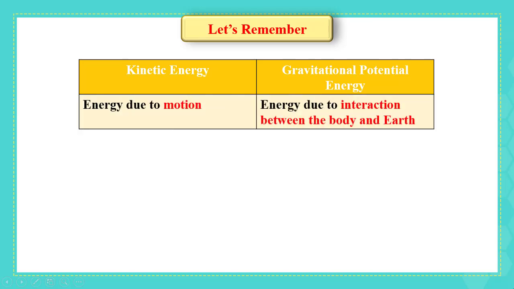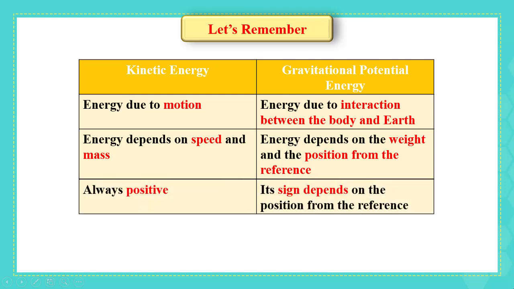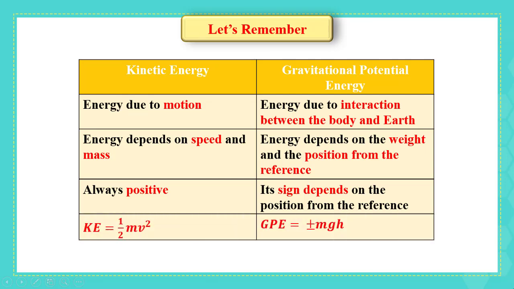The kinetic energy depends on motion, while gravitational potential energy depends on the interaction between the body and Earth. The kinetic depends on speed and mass, while the other one depends on weight and the position from the reference. The first one, the kinetic, is positive all the time, while the gravitational potential energy, its sign depends on the position from the reference. Finally, the kinetic energy is half mv squared, while the gravitational potential energy is plus or minus mgh.